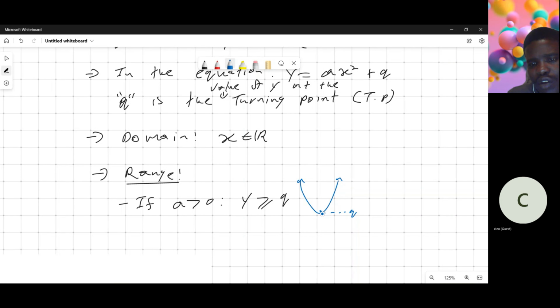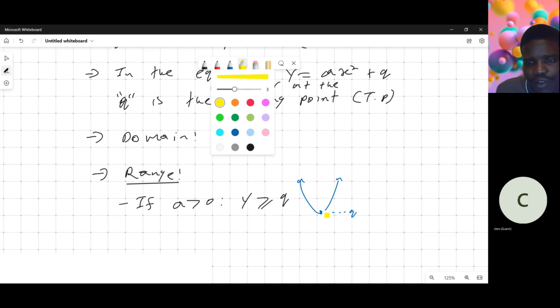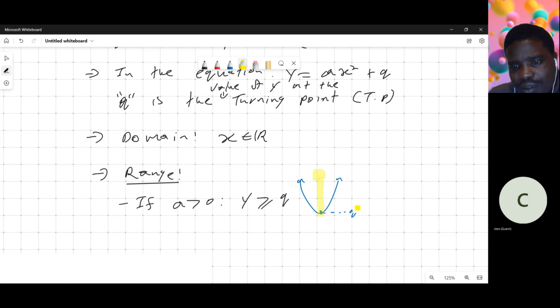Is the value of Q. And then if you look at your graph, it's going up from Q. So if you look here, you will see that the range, or the values of Y, will start from Q going up. So that's why I'm saying Y is greater than or equals to Q.